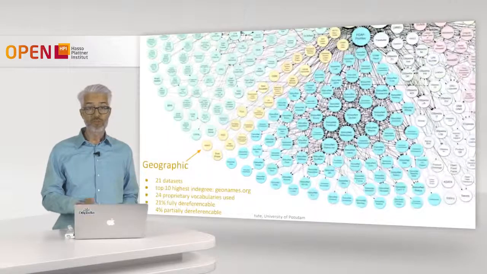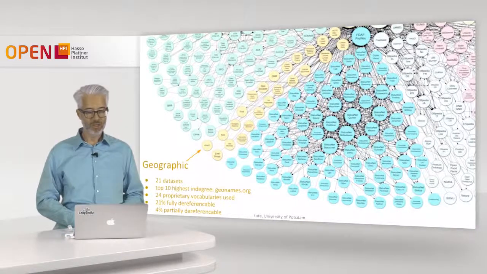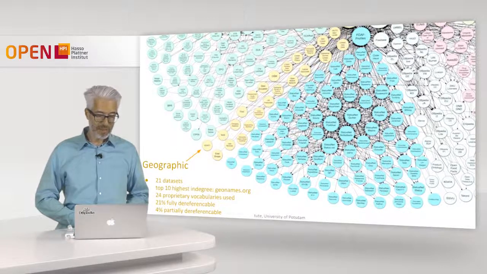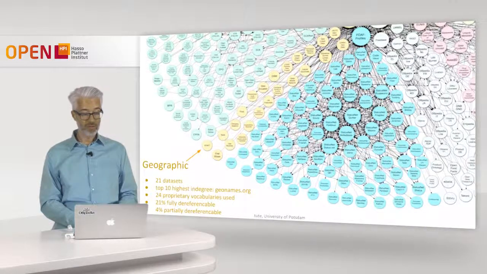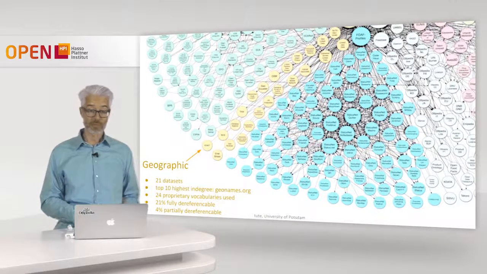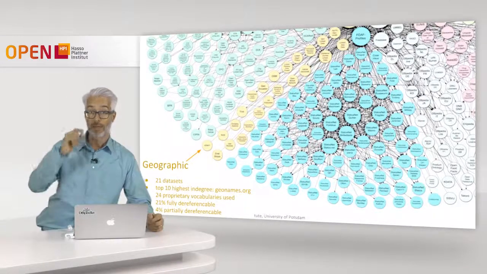And now we have almost finished our tour. The last section here, the yellow dots, represent geographical data. The most prominent among them is geonames.org. These are 21 datasets, and among the top 10 with the highest in degree definitely is geonames.org. We have 24 proprietary vocabularies used here. 21% are fully dereferenceable, and 4% are partially dereferenceable. So this is the entire linked open data cloud.